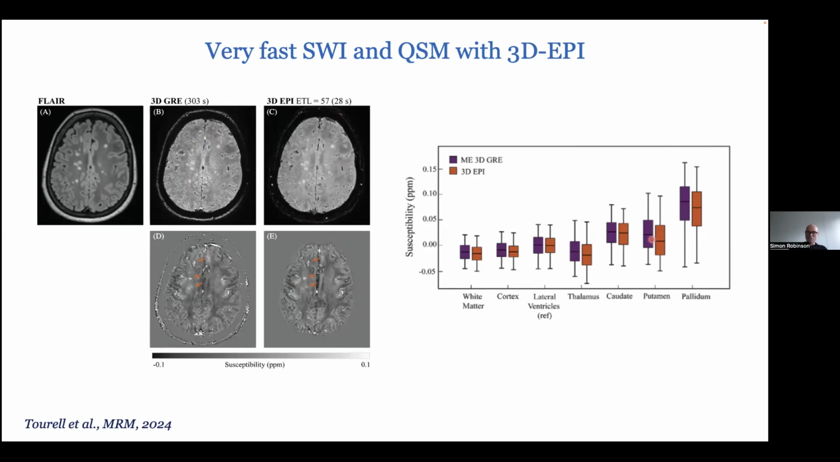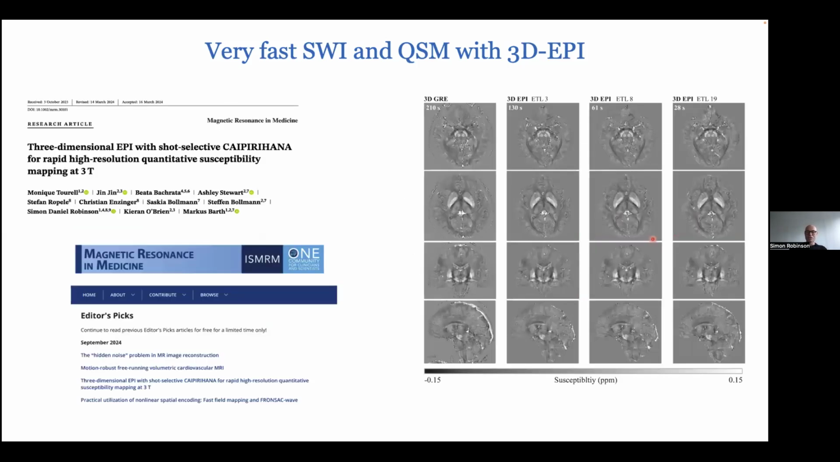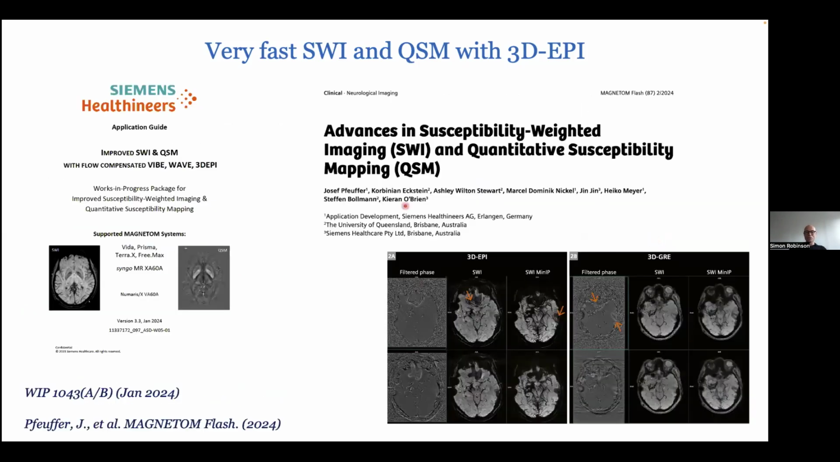Now, I'm pleased to say that some of our clear SWI developments as well flowed into this. Oh yeah, I should say that this was just found out this week, that this was an editor's pick for September. And some of this work has also flowed into a new work in progress package by Siemens for XA, which is for susceptibility-weighted imaging and QSM using 3D EPI, but also VIBE and WAVE. Lots of innovations there.